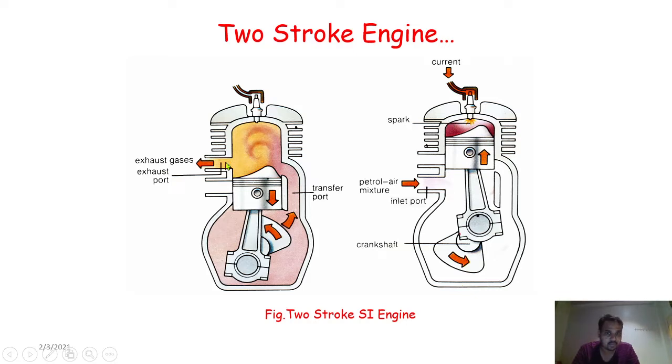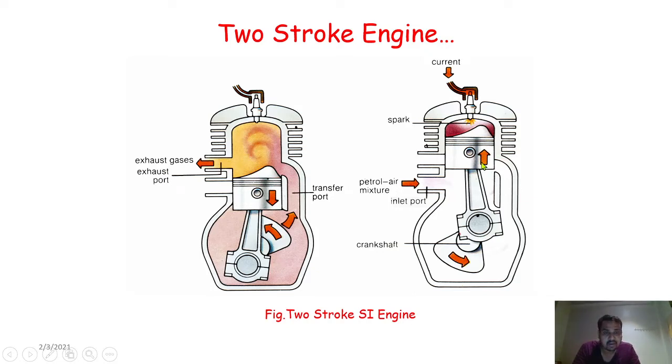Please remember, the initial position of the piston, looking at the left diagram, is at the bottom dead center position. Initially the inlet port is open, the transfer port is open, and the exhaust port is also open. Now concentrate on the right side diagram. When the piston is moving from bottom dead center to top dead center, see the direction of motion of the piston. What happens at that time?